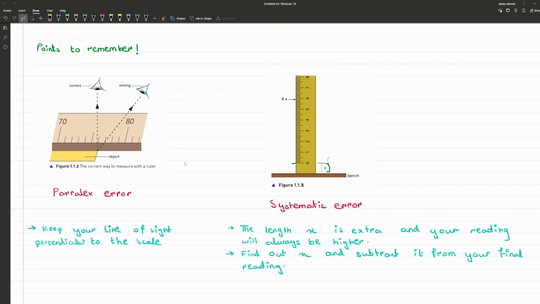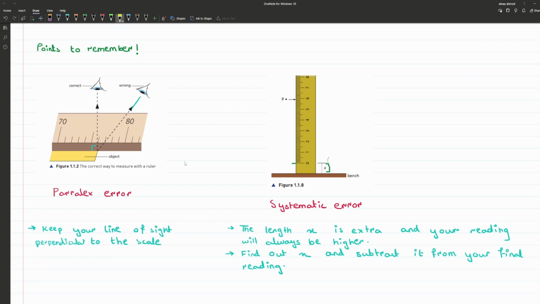Okay, so now we're going to be talking about some errors. So let's start with the parallax error. In the first example, we can see that the wrong eye has the line of sight which is not perpendicular to the scale, due to which we get a wrong reading, while the correct eye has a line of sight which is perpendicular to the scale, so we get a good measurement.